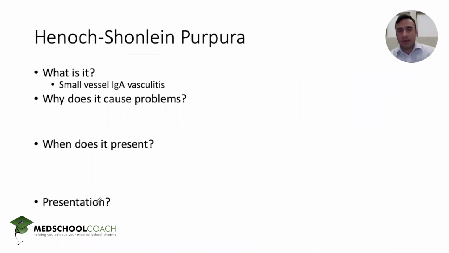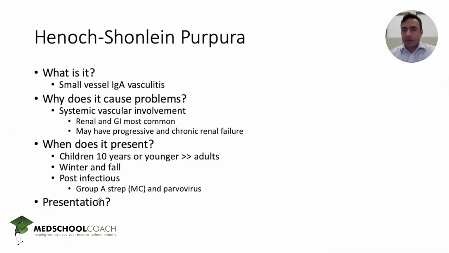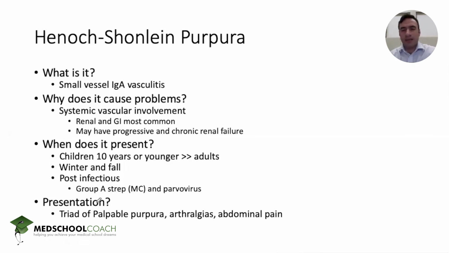So what is HSP? This is a small vessel IgA vasculitis. It can have different antecedent triggers, whether it's an infection or otherwise. But the reason that it's important is that this small vessel vasculitis involves the kidneys and the GI tract, and it has the risk to progress to chronic renal failure. It usually involves children younger than 10 years old in the winter and the fall, and the most common associated preceding illness is group A strep. And it classically presents with this very unique triad of palpable purpura, arthralgias, and abdominal pain in pediatric patients.